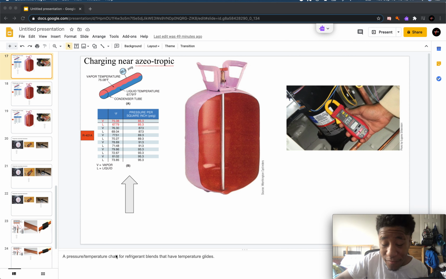Welcome to part 7 of refrigerant charging, calibration, and temperature pressure reading.